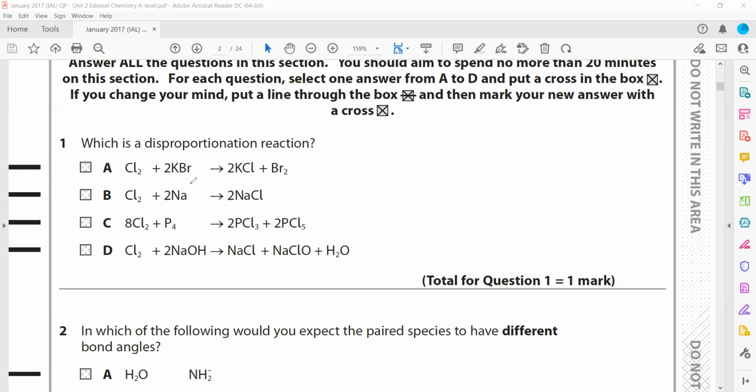But when we check the last one, chlorine is 0 here. In sodium chloride, chlorine is minus 1. So this is reduction. And in sodium hypochlorite, NaClO, oxygen is minus 2, sodium is plus 1, so chlorine should also be plus 1. Overall the compound is neutral. So chlorine goes from 0 to plus 1. So on one side it is reduced, on the other it is oxidized. When the same element is oxidized and reduced, we call that a disproportionation reaction. So that's why D is the right answer.